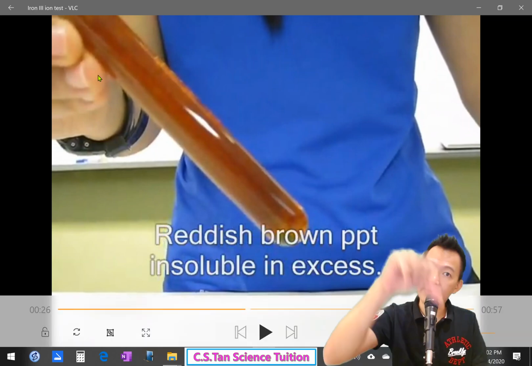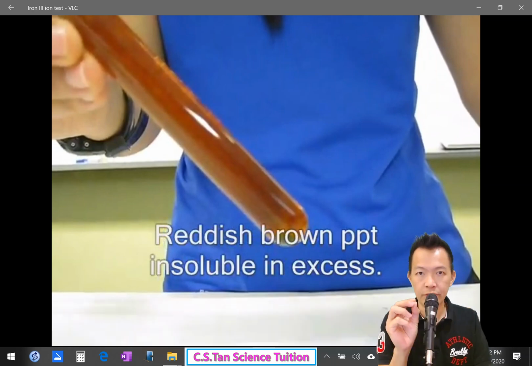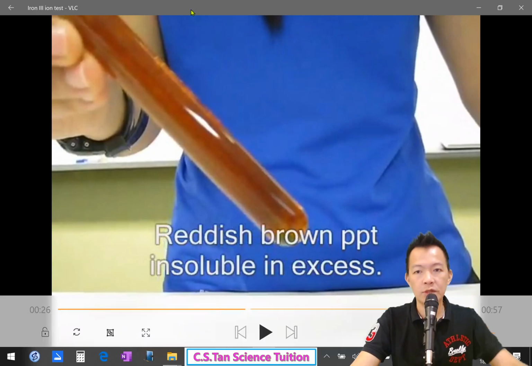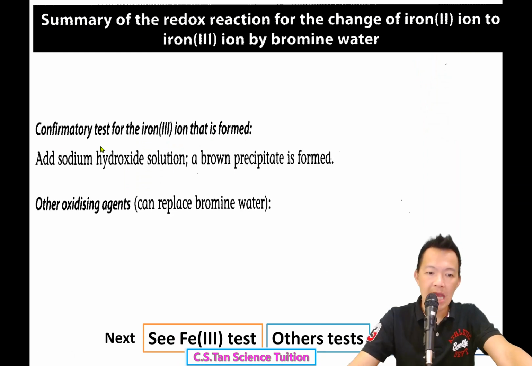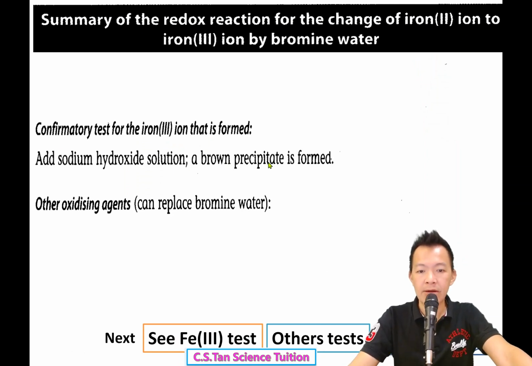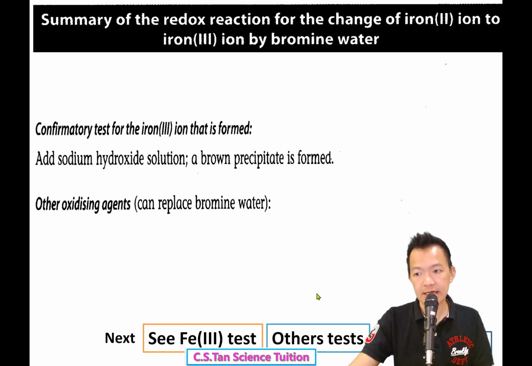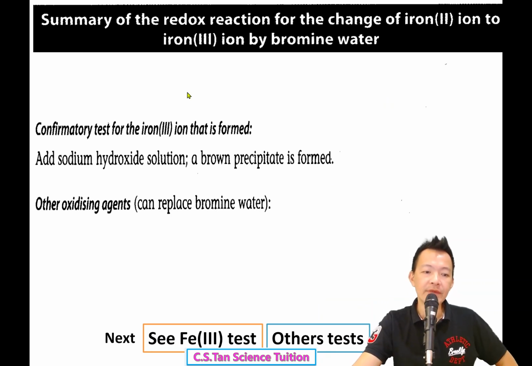So add sodium hydroxide, brown color precipitate is formed, and the brown color precipitate is insoluble in excess of sodium hydroxide. This is the best answer to test iron 3, my favorite answer. So copy here: add sodium hydroxide solution, a brown color precipitate is formed, and the brown color precipitate is insoluble in excess of sodium hydroxide. The best answer.